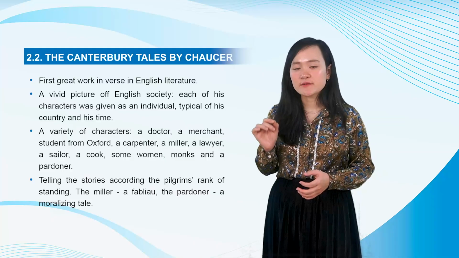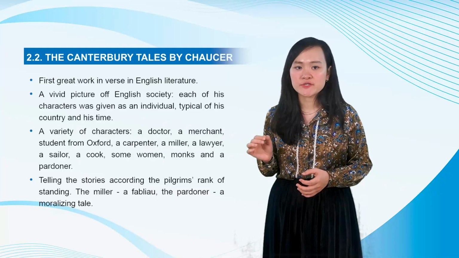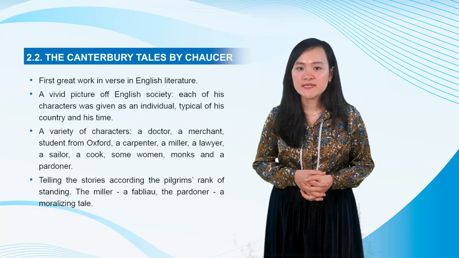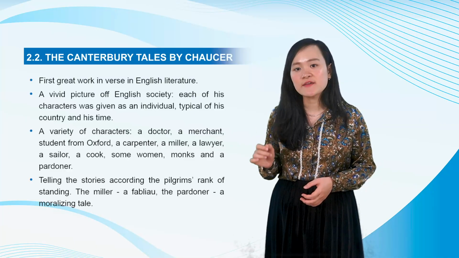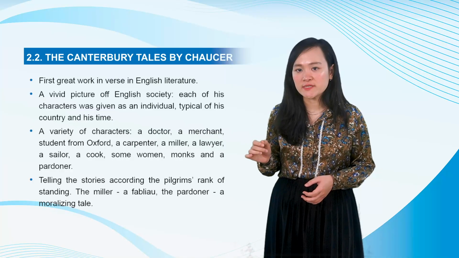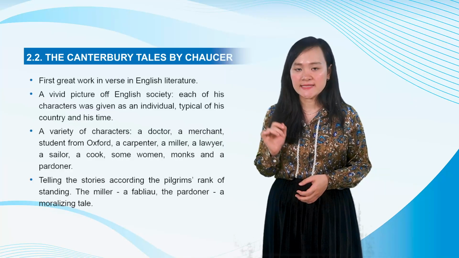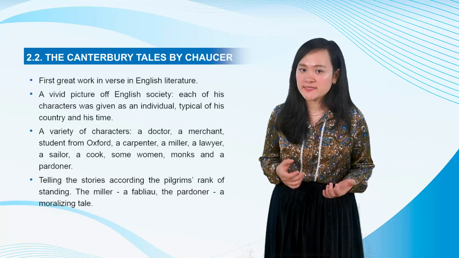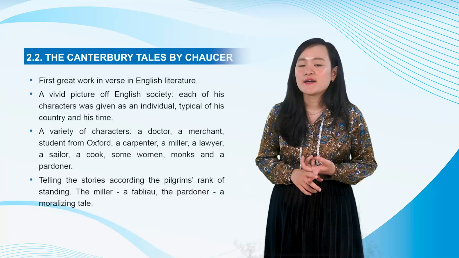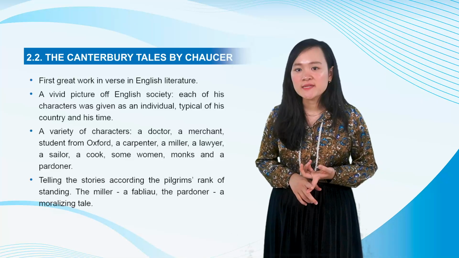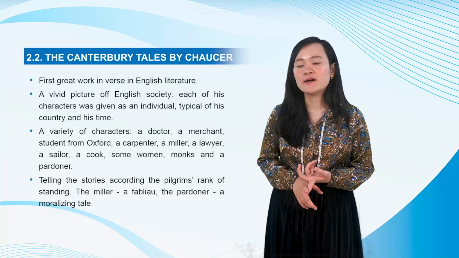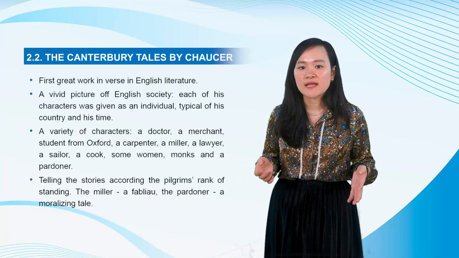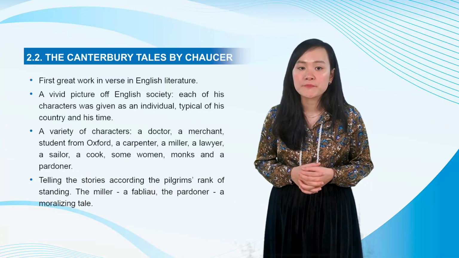It was the first great work in verse in English literature, and it paints a vivid picture of English society. Each of his characters was given as an individual, typical of his country and his time. It has a variety of characters, for example, a doctor, merchant, student, carpenter, miller, lawyer, sailor, cook, some women, monks, and a pardoner as well.